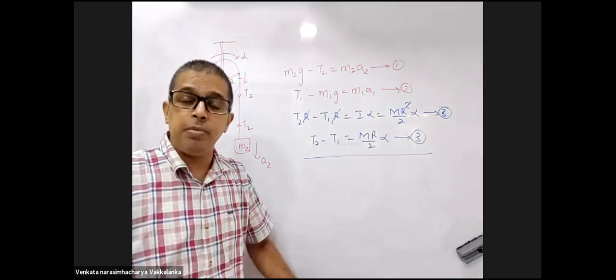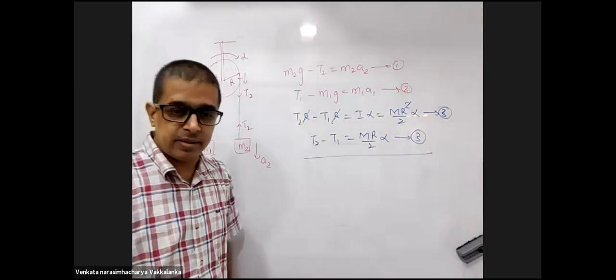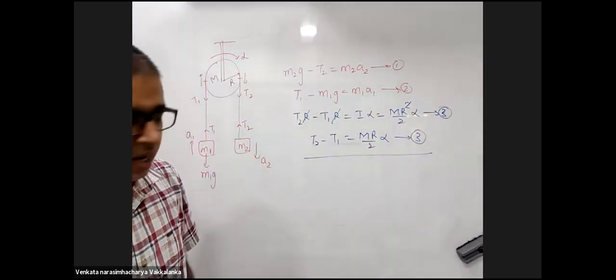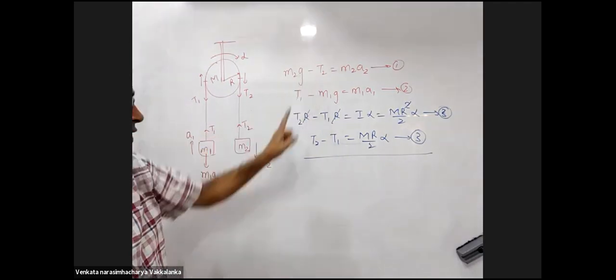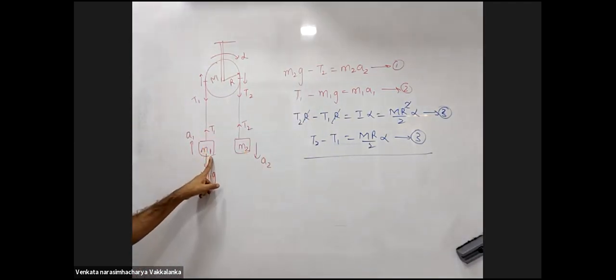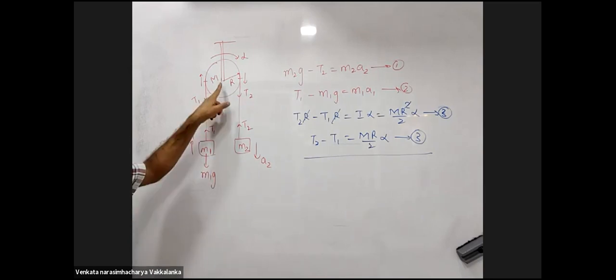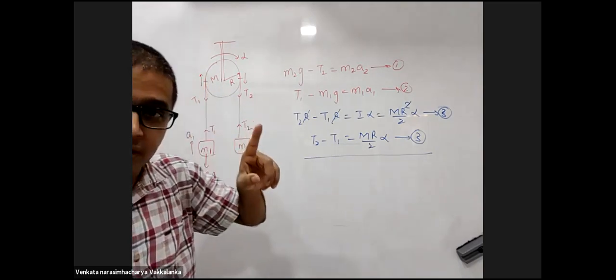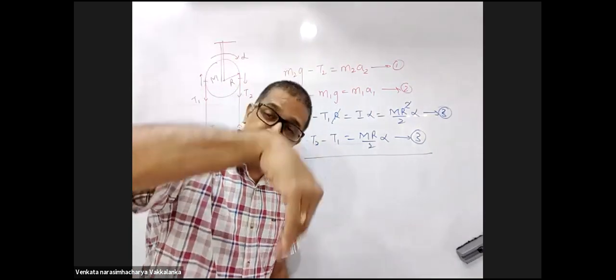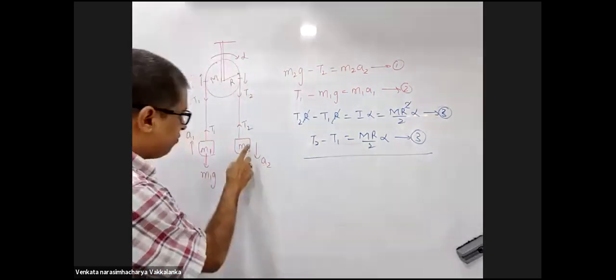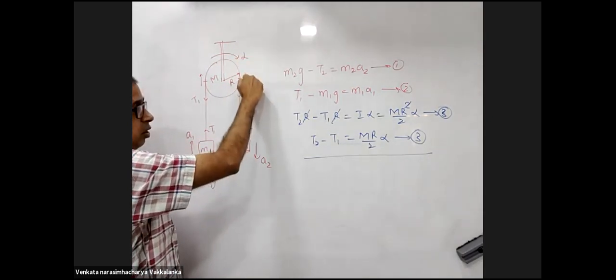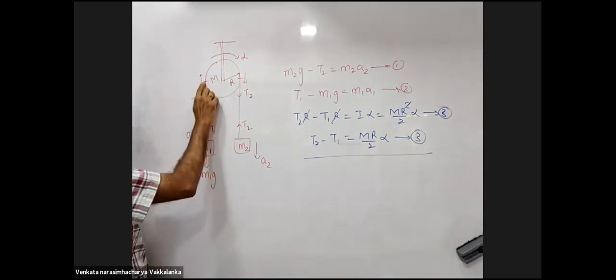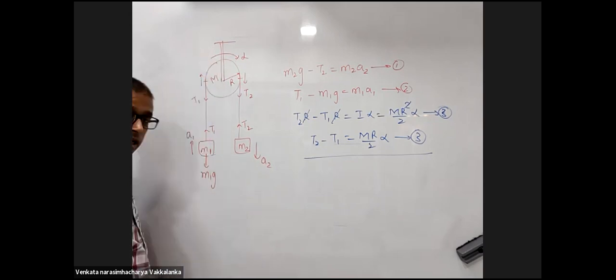All three dynamic equations I am done with. Translational dynamic equation for M2, translational dynamic equation for M1, rotational dynamic equation for capital M. Take the correct direction. I have taken A2 downwards, so I want this acceleration downwards. I have taken A1 upwards, so I want this acceleration upwards.